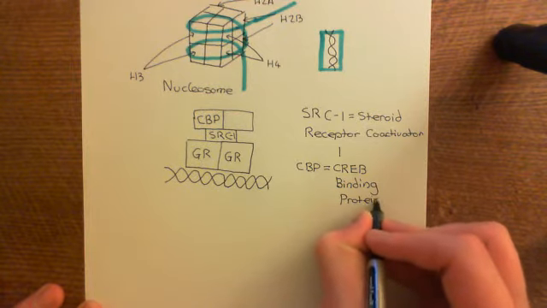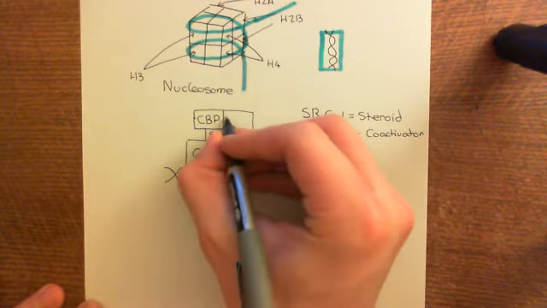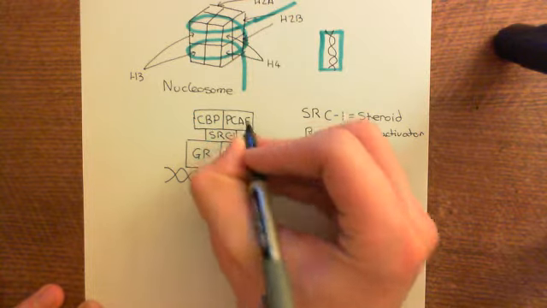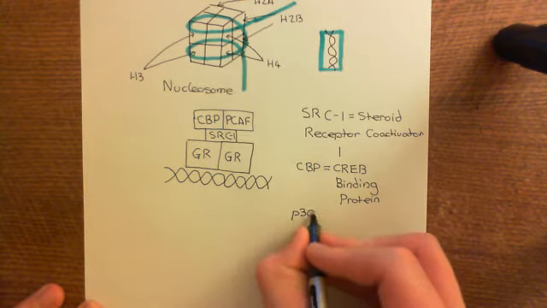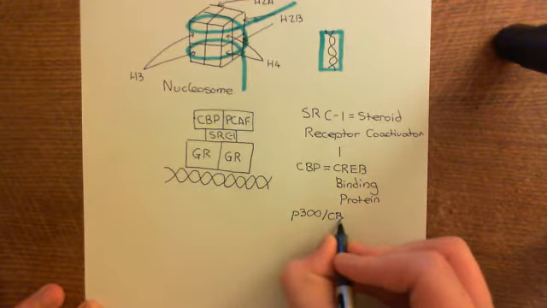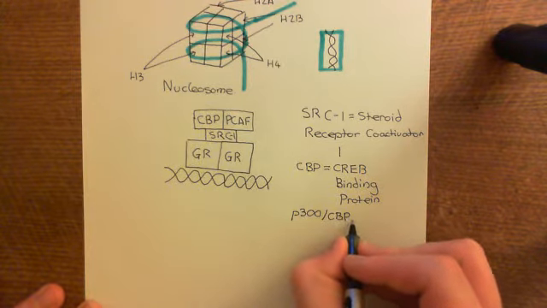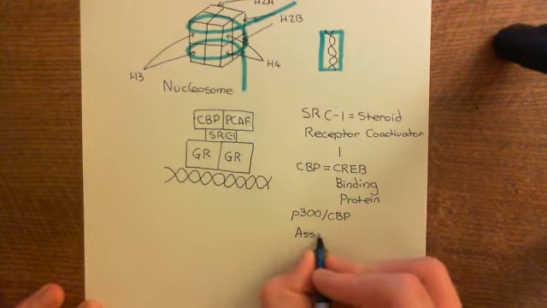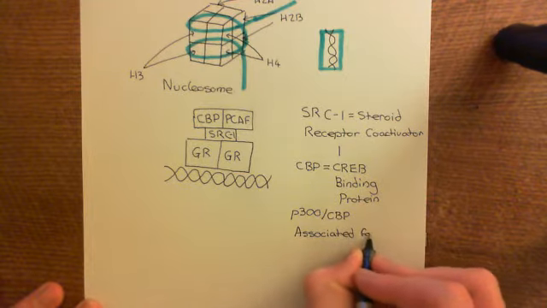And then the other protein that's going to bind here is what's known as PCAF. PCAF stands for P300, and you'll see why in a moment. P300 CBP is the C there. So P300 Krebs binding protein, and then associated factor. So this is the P300 and CBP associated factor, or PCAF for short.